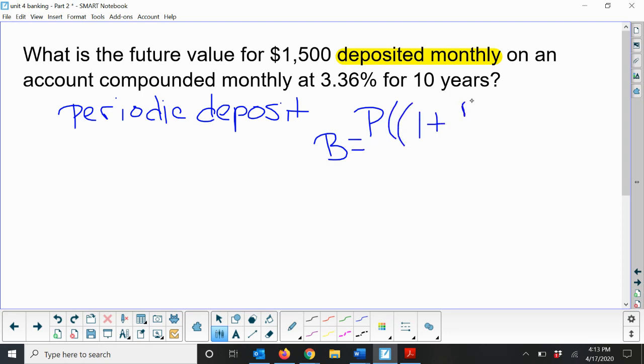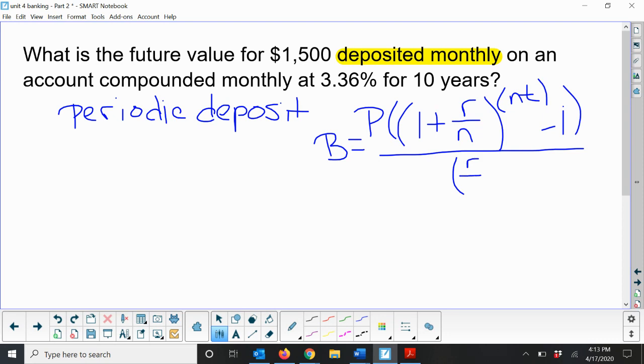You could do it once a year. You could do it semi-annually, quarterly, weekly, daily if you wanted to. It really just depends on your own situation and what works for you. And our problems, our examples that we do, will have a variety of examples with that. But this is our formula that we use.